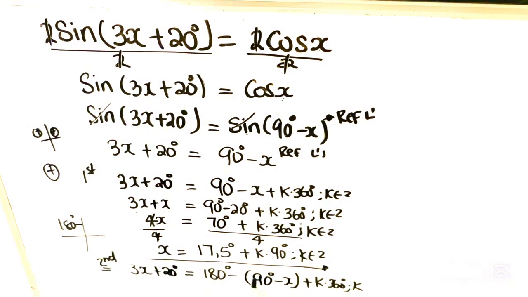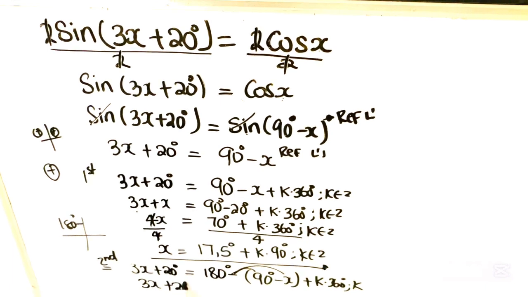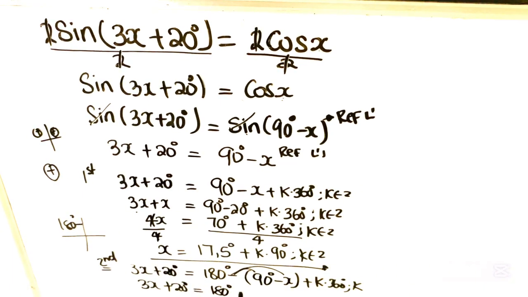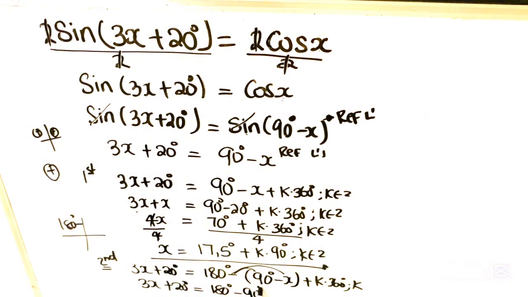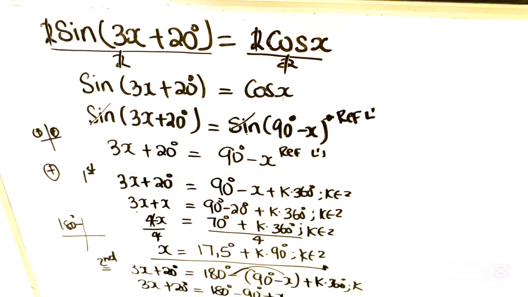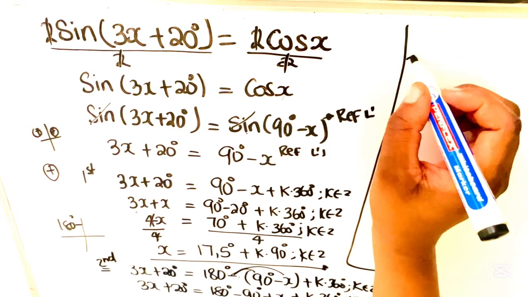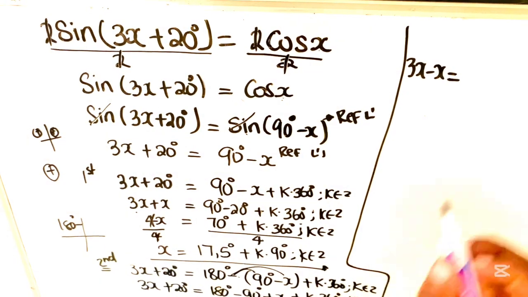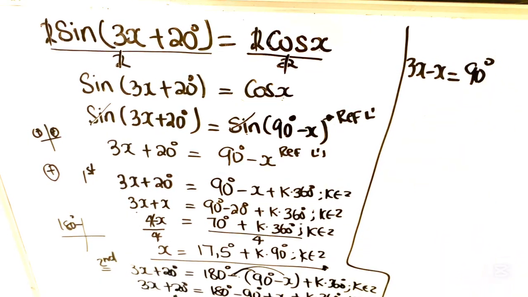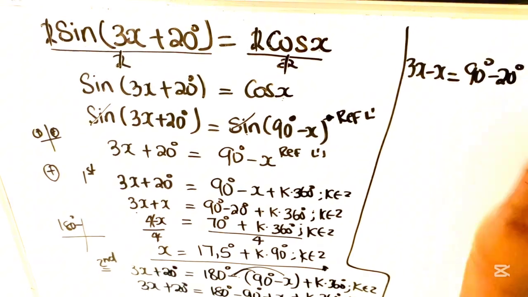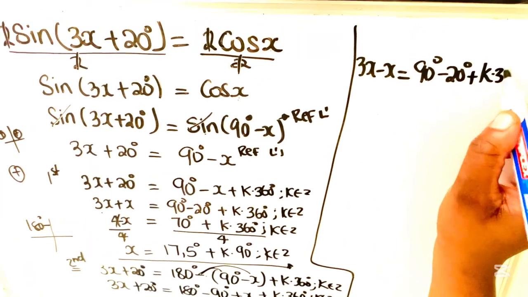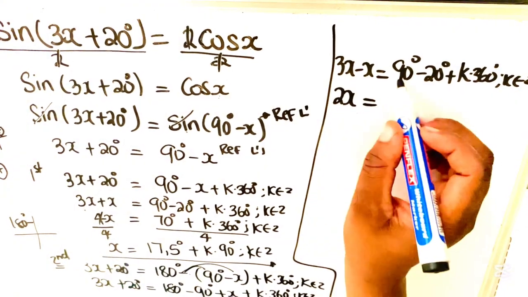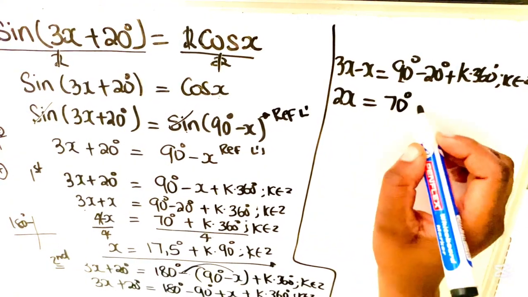Then to simplify, remove the brackets by multiplying each term with the negative sign. So we keep the 3x plus 20 degrees is equal to 180. Negative times 90 is negative 90. Negative times negative x is positive x, plus k times 360. Solve for x by transposing the x to the left hand side. 3x minus x is equal to 180 minus 90, which is 90 degrees. Then transpose the 20 to the other side, it becomes negative 20, plus k times 360. That would be 2x is equal to the difference of the 2, it's 70 degrees plus k times 360.